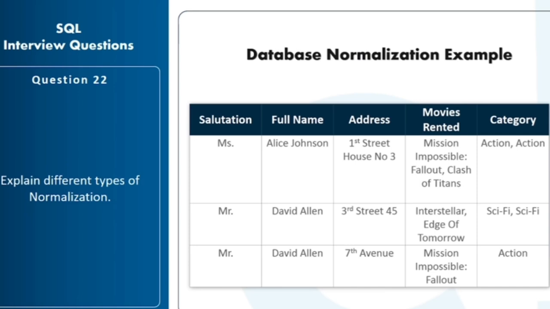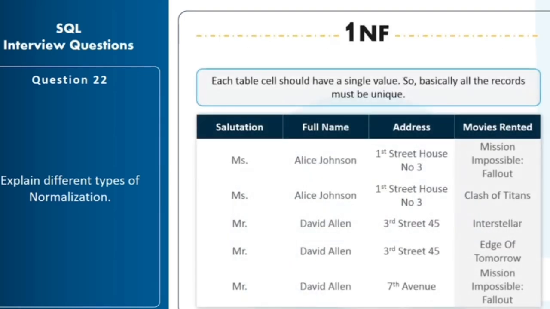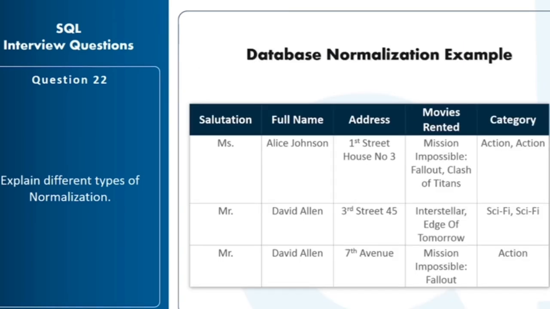To apply normalization to this table, you first have to apply 1NF, the first normal form. For a table to be in 1NF, you need to make sure that each table cell has a single value, so basically all the records must be unique. As we saw in this table, we had redundant values in the same record, so we're going to have each cell with a unique value.